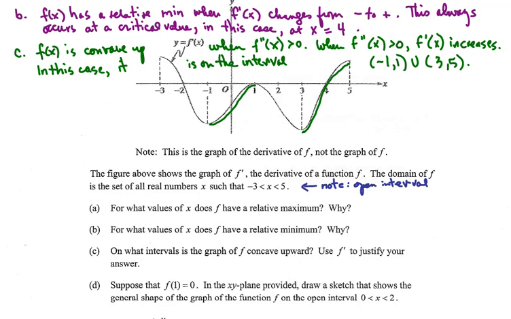So we know that when the original function is concave up, the second derivative will be positive and the first derivative will be increasing.